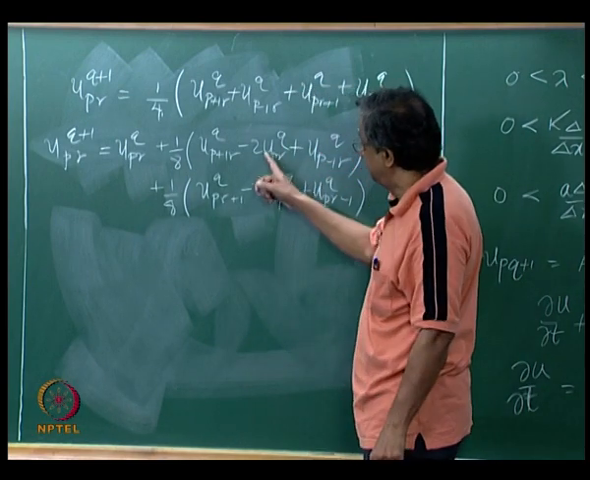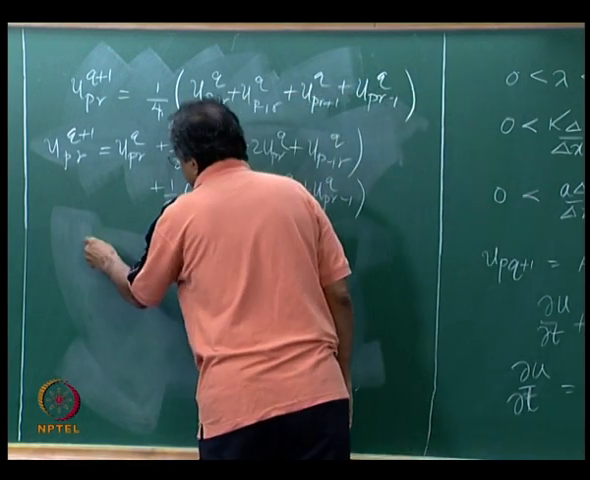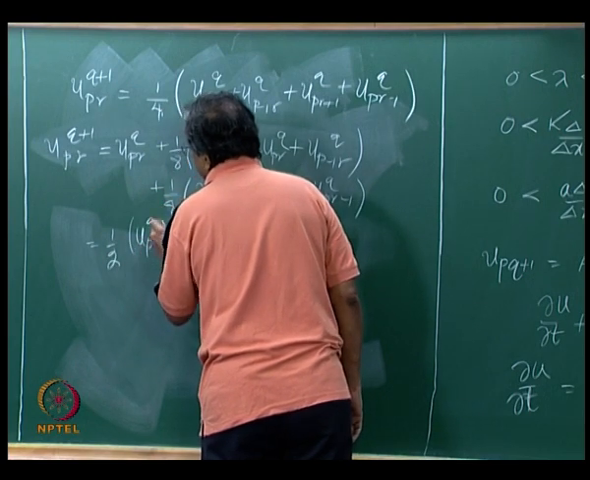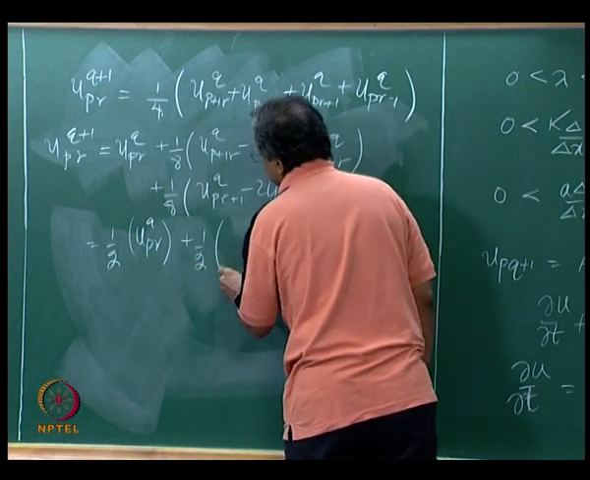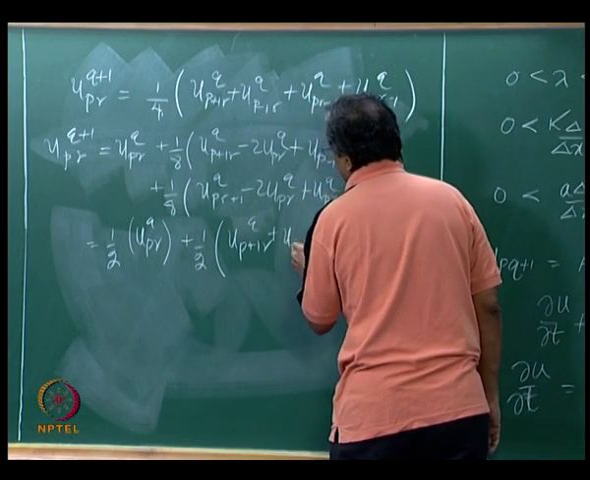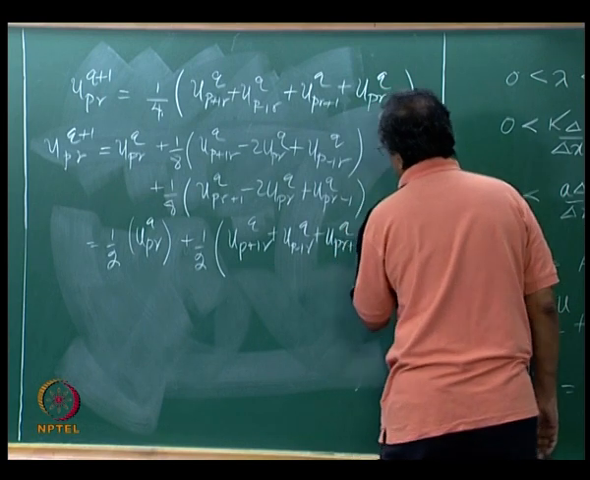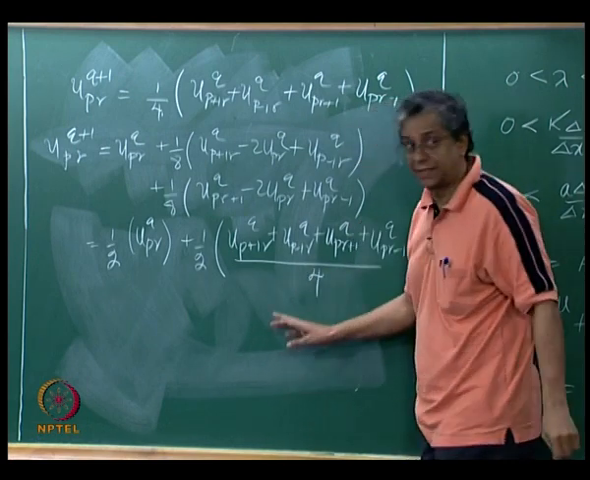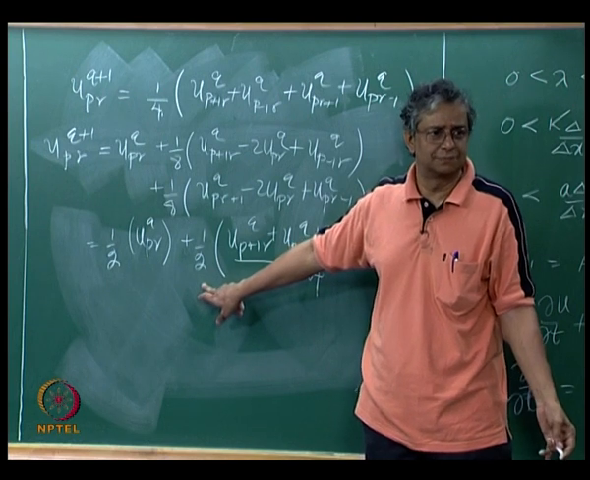Okay, there are 4 of these, therefore it becomes half. So that becomes 1/2 U p r q plus 1/2 of U p plus 1 r q plus U p minus 1 r q plus U p r plus 1 q plus U p r minus 1 q divided by 4. So the 1/8 I have written as an average plus 1/2. This is like taking omega equals half.